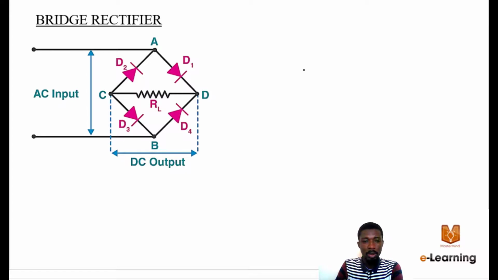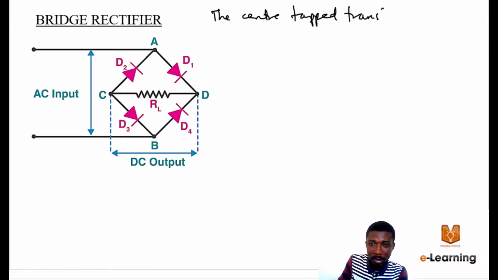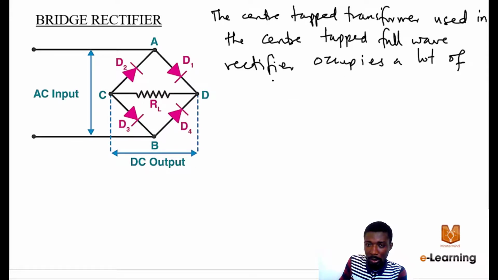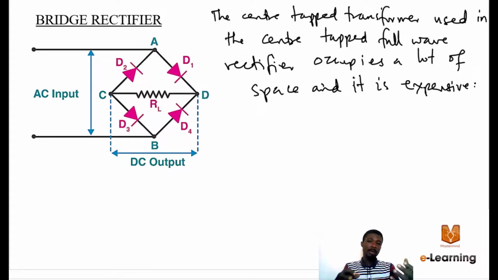Now, what advantage does a bridge rectifier have over a center tapped full wave rectifier? The center tap transformer used in it is expensive and occupies a lot of space. So the major drawback is that the center tapped transformer used in the center tap full wave rectifier occupies a lot of space and it is expensive.